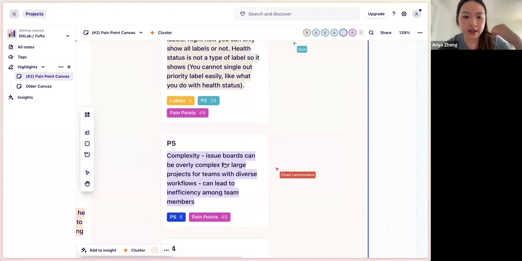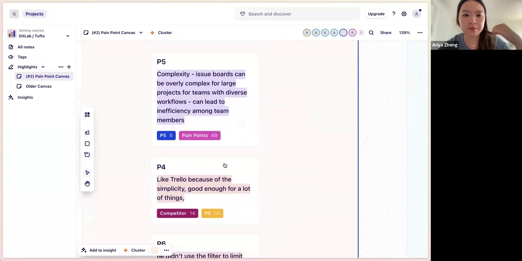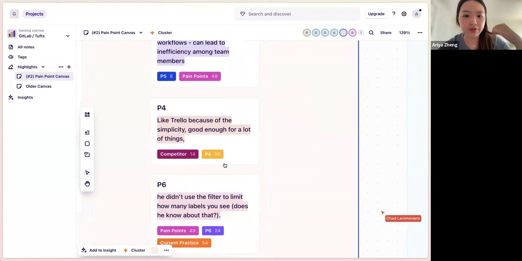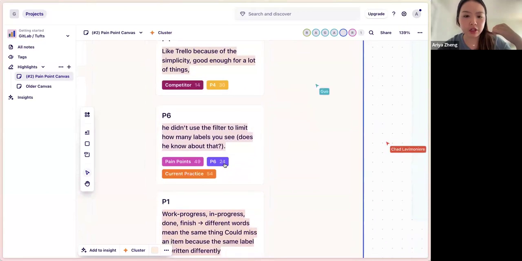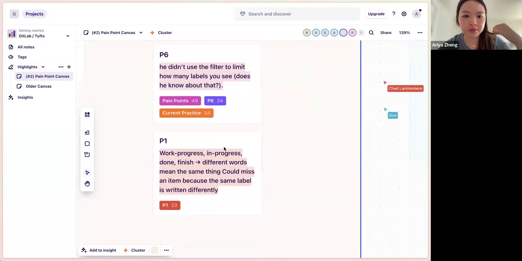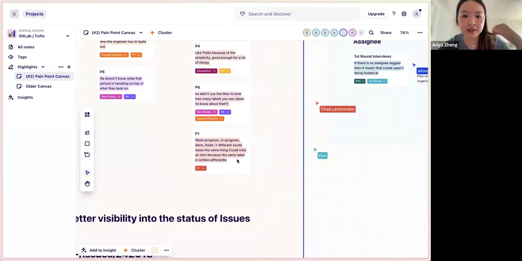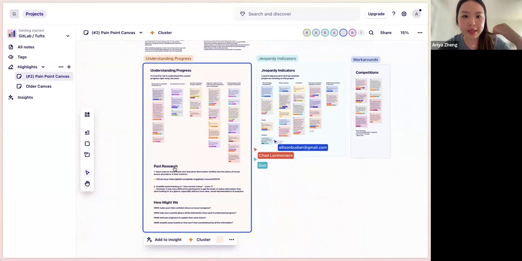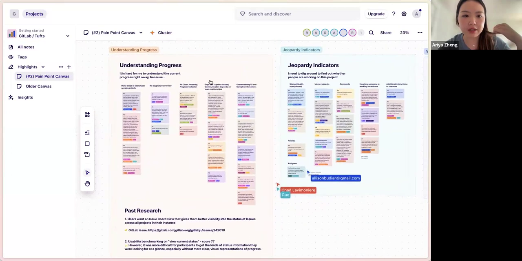And yeah, someone was saying complexity, like sometimes people don't want to adopt it because it's more complex than what they currently have. And someone likes Trello because it's good enough for a lot of things and it's simpler. And P6 doesn't use a filter to limit how many labels you can see. But yeah, these are the main parts of why people currently have a hard time understanding current progress right away.